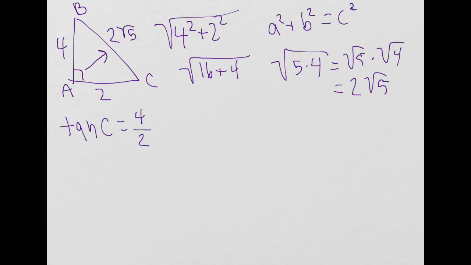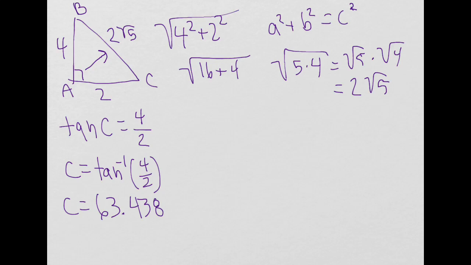So to get C, you need to do the inverse tangent on both sides. Inverse tangent of 4 over 2 will get me C. Plug that into your calculator, and you should get 63.438. Something right around there. And again, let's try to go to 3 decimal places.